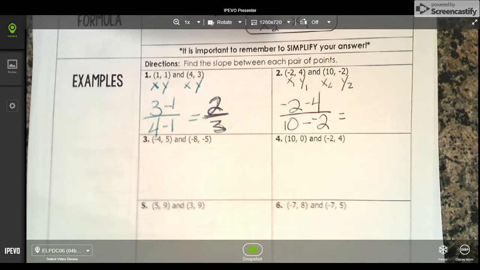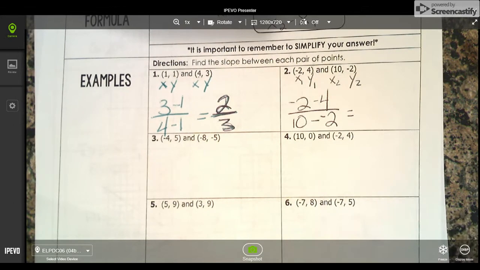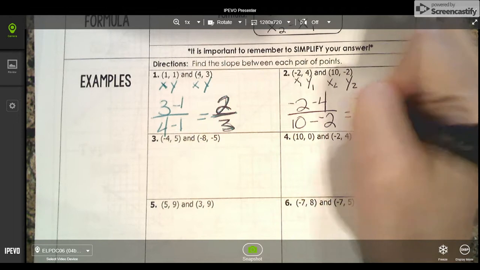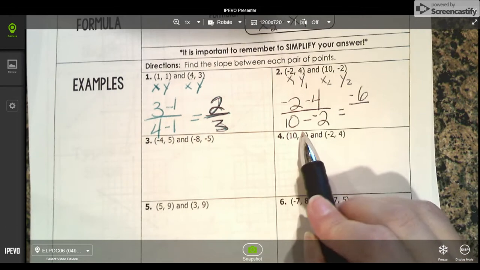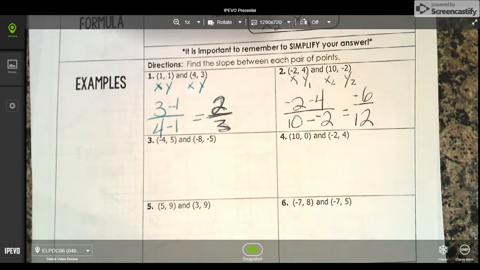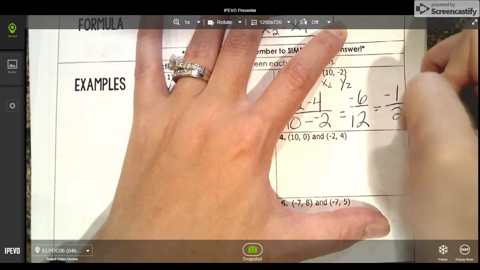So it's a double negative. This subtraction is different than that negative. So -2 minus 4 is -6. And then 10 minus -2 is 12. Because 2 negatives make a positive. And then -6 over 12 reduces to -1/2.